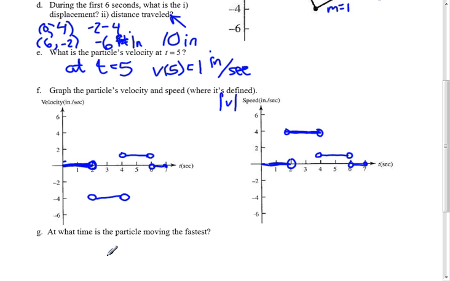Alright, what time is the particle moving the fastest? Well, where's this furthest from 0? Look at the speed here. It looks like it would be the time from t equals 2 to t equals 4.